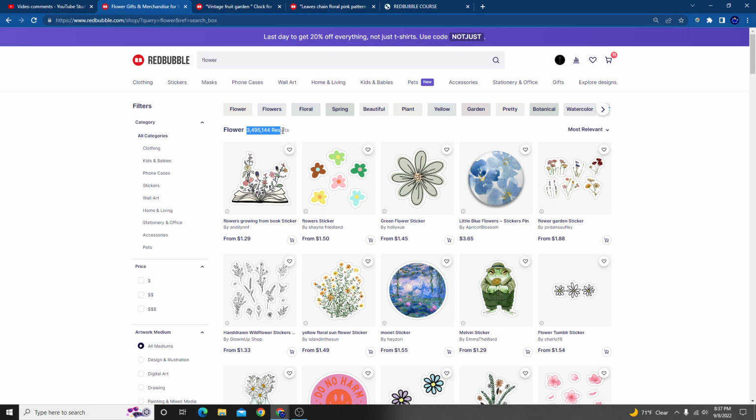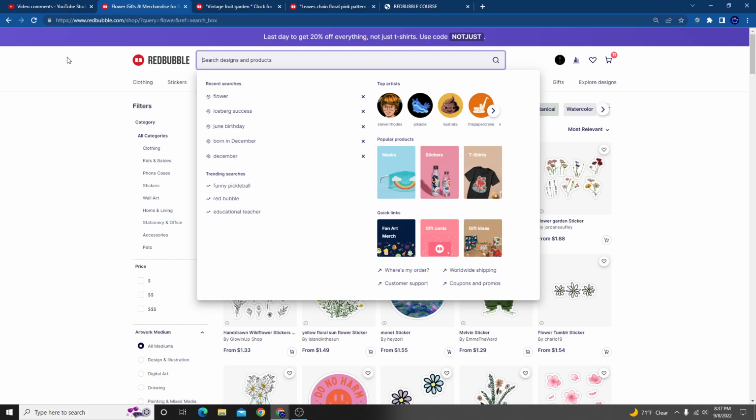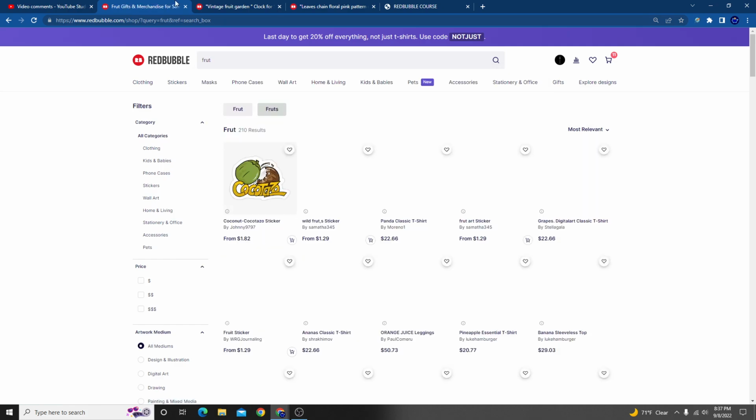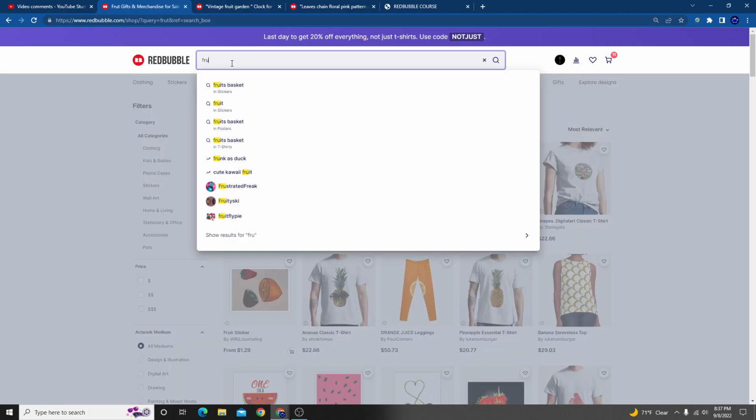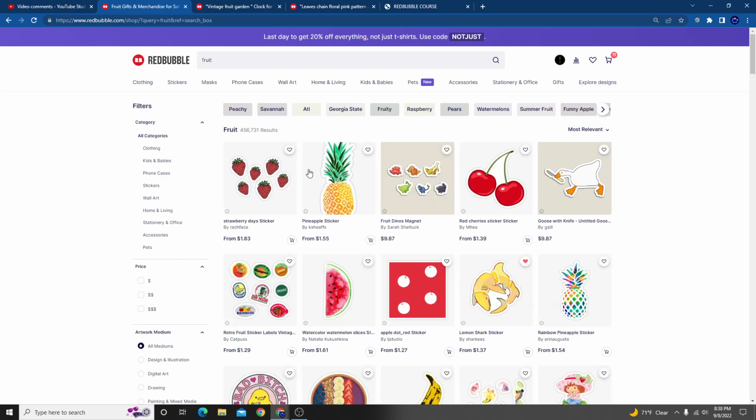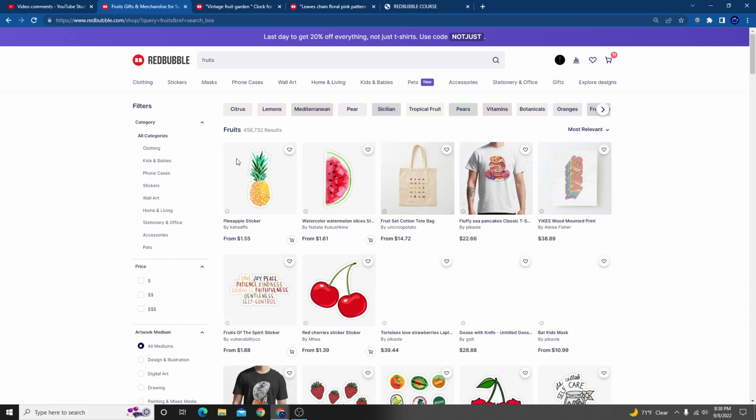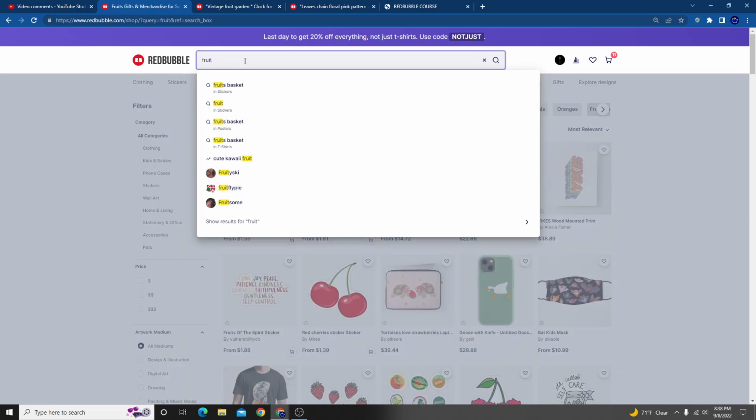Forget 3.49 million, look at a tag with like 100-something thousand. Like if we type in the word fruit, how many? Hold on, not this word. Fruit with an I, obviously, because it has to be spelled correctly. Okay, 456,000 results. What if I type in the word fruits? Does this change anything? No, same thing. All right, so the SEO won't change on that.